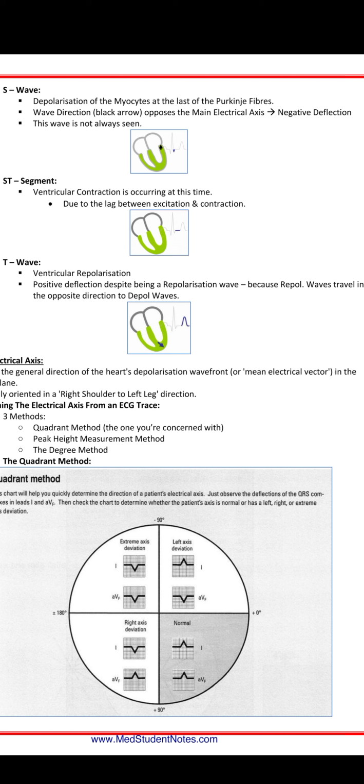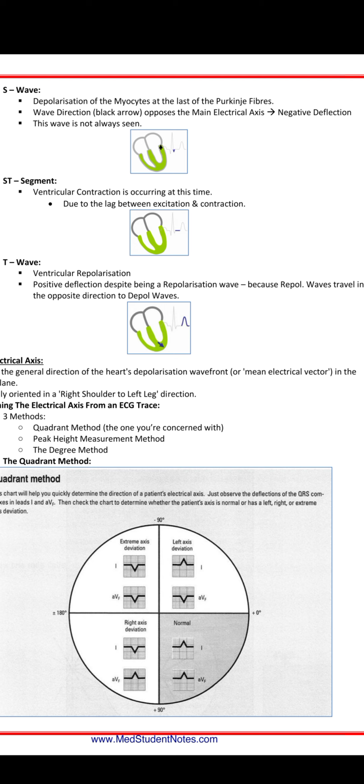The wave direction, the black arrow, opposes the main electrical axis and causes negative deflection. The wave is not always seen. So the S wave is formed from the depolarization of the last segment of the Purkinje fibers, and the depolarization of the myocytes is reflected in the S wave.